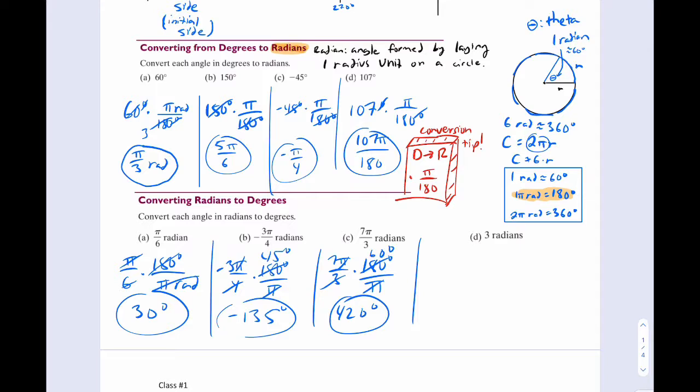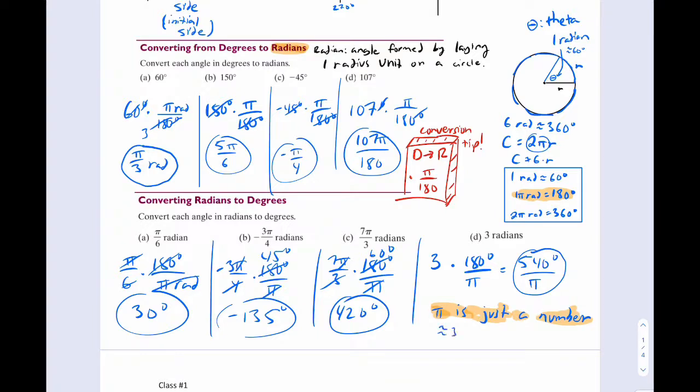And this last one's interesting because it says 3 radians. So notice how there's no pi. That's okay. Just write your 3 there and multiply what you've been multiplying by, 180 over pi. Notice how nothing happens. You just get 540 degrees over pi. That is your answer. You have to remember that pi is just a number. It does not actually imply anything. A lot of people think that pi implies that it's a radian. That is not true. Pi is just a number. And that number, as you all know, is about 3.14.